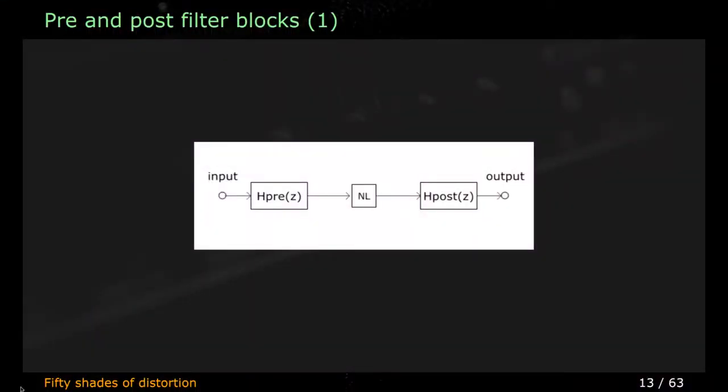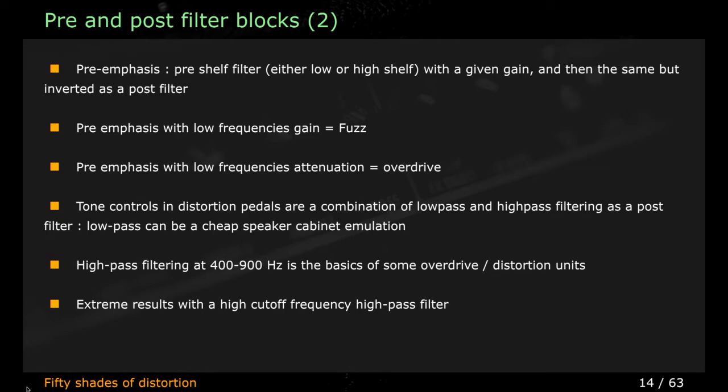And then the next part will be about playing with filters. So the obvious way to improve the sound we could get from a static waveshaper is just putting a filter before the waveshaper and a filter after. And depending on what you do, you can get a lot of very, very different tones. And here is a list of tricks you can use to play with this idea.